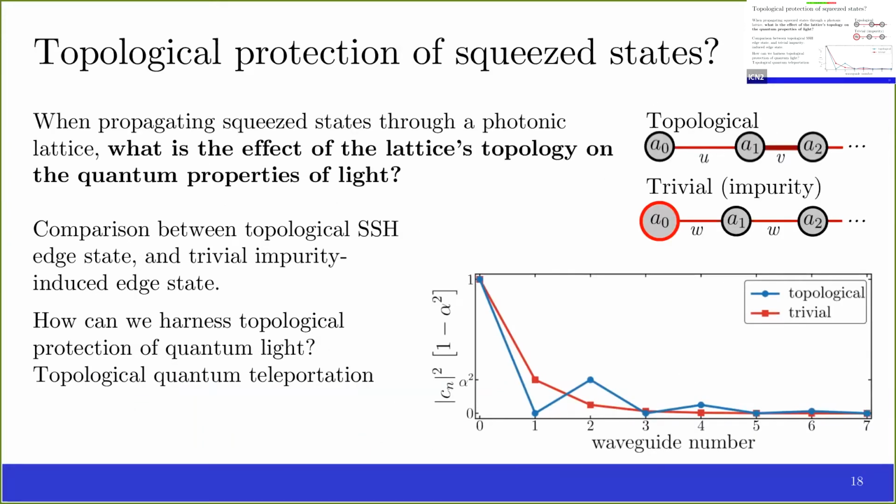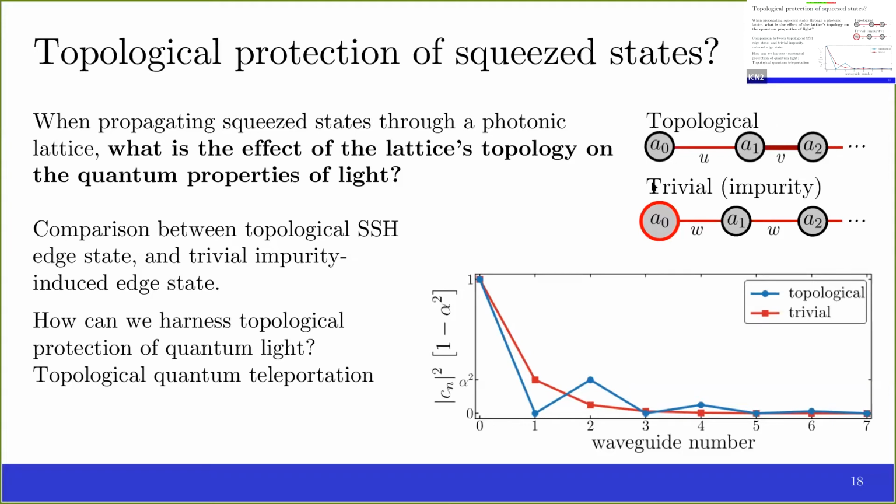Now, straight to our investigation. The question we ask ourselves is, when propagating squeezed states through a photonic lattice, what is the effect of the lattice's topology on quantum properties of light? In order to determine the effect of the topology, we investigate the behavior of a topological SSH system and a trivial system, which is a linear chain with an on-site impurity, which generates a trivial edge state.